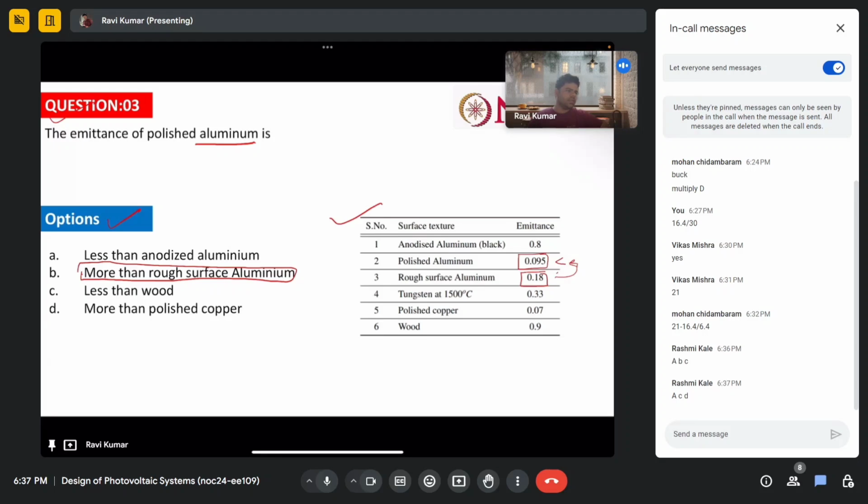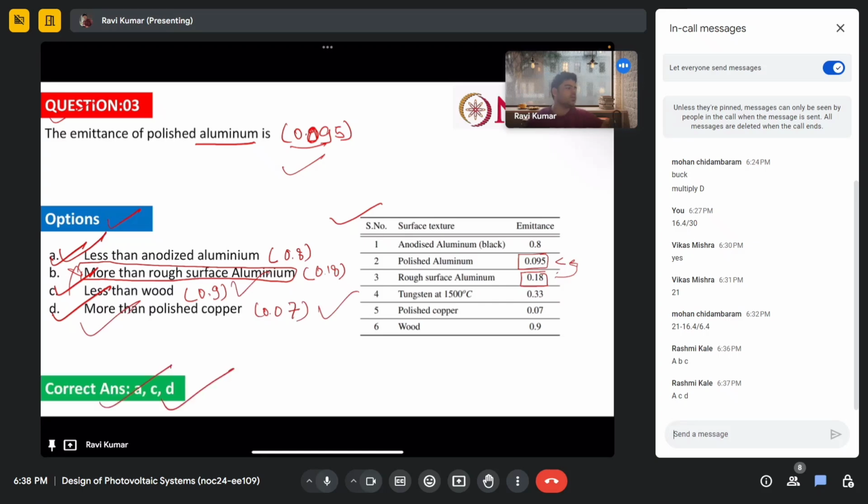Okay, Rasmi said A, C, and D. Yes. A, you can see here, less than C. The value here I am writing 0.095. The value of this 0.8. The value of wood, 0.18, 0.9, copper 0.07. So less than this anodized aluminum, yes, it is less. Yes, first is right. More than the rough surface, no. Less than the wood, yes. More than the polished surface, yes. So A, C, and D are the correct options.